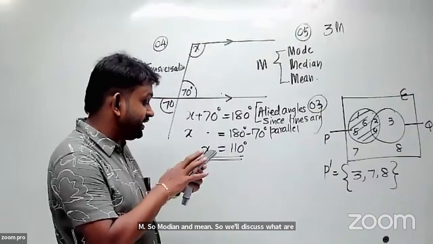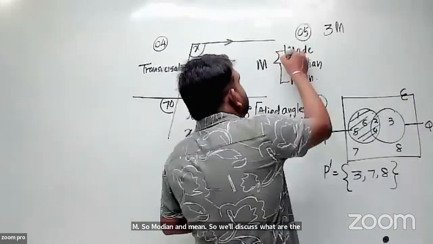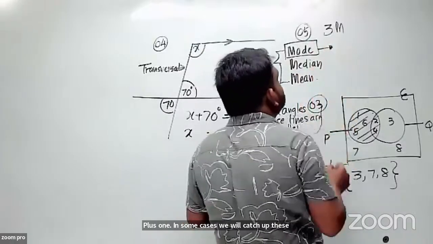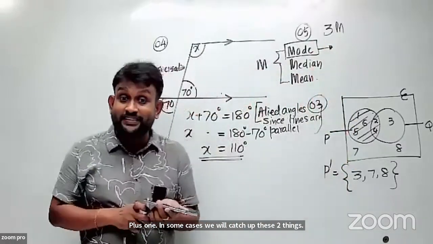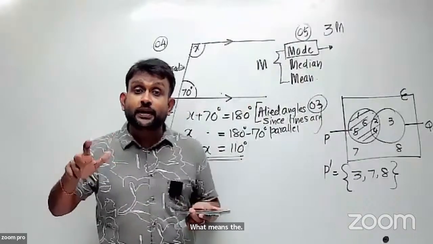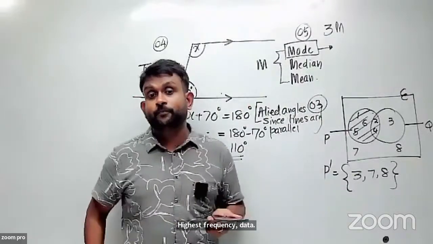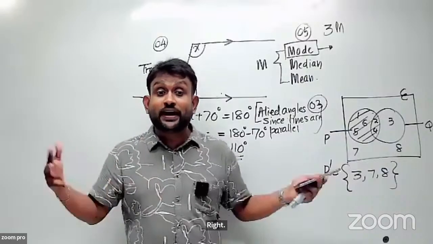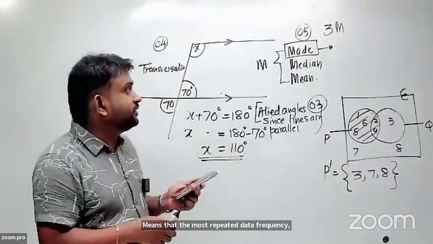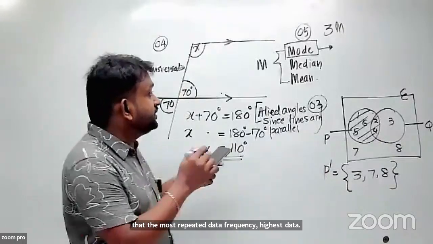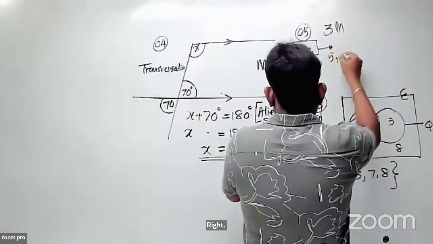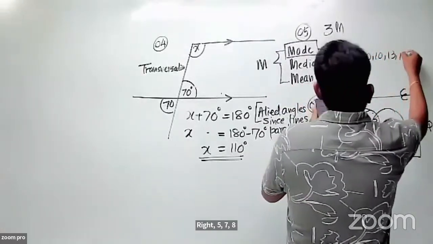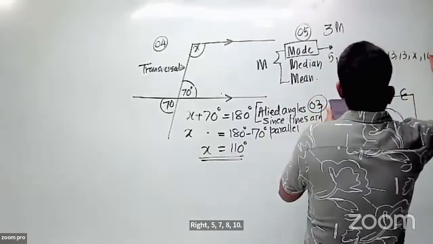So here what they're asking is mod. In some questions, we will catch these two things. Mod means the highest frequency data. Highest frequency data means the most repeated data. So now you can check in this distribution: 5, 7, 8, 10, 10, 13, 13, X, 14, 17.